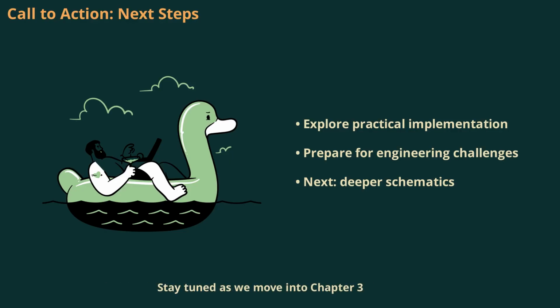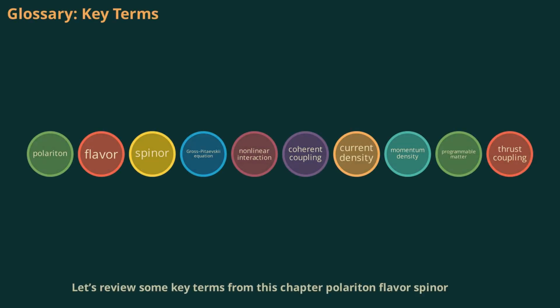Stay tuned as we move into Chapter 3, where we'll delve deeper into schematic representations and prepare for the engineering challenges ahead. Let's review some key terms from this chapter. Polariton, flavor, spinor, Gross-Pitaevsky equation, nonlinear interaction, coherent coupling, current density, momentum density, programmable matter, and thrust coupling. Familiarity with these terms will help you navigate the advanced concepts introduced throughout the Hartman framework.